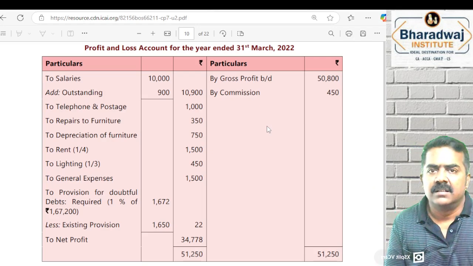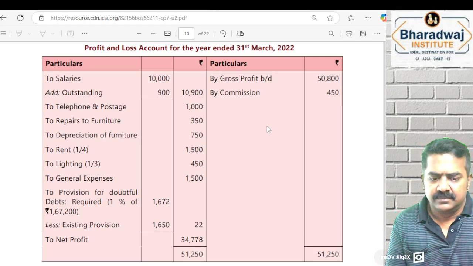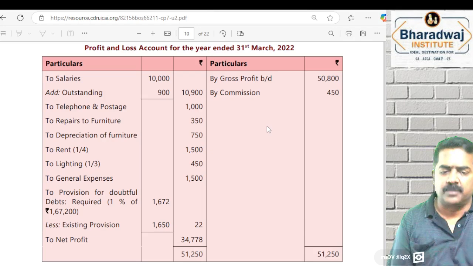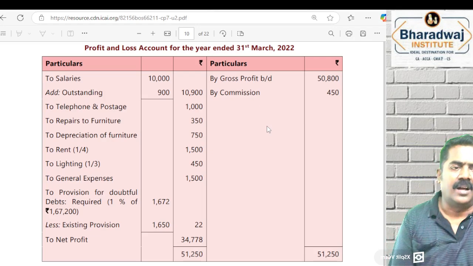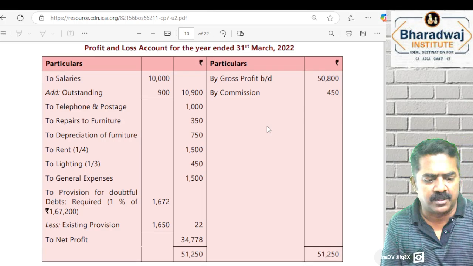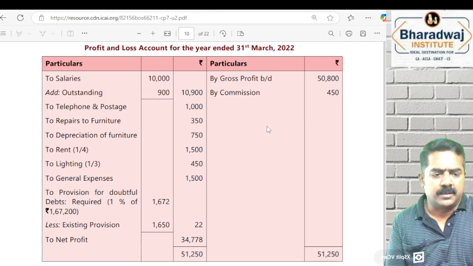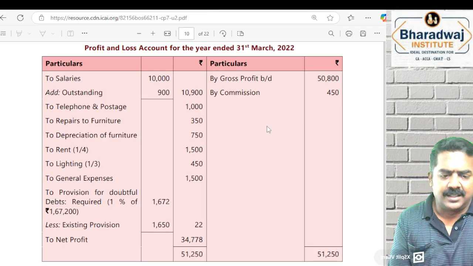Then what else will come? Provision for bad debts புரியுதுங்களா? 167,200 1% போட 1672 required. Already we are maintaining a provision of 1650. So balance 22 we have to create extra. By commission 450 will come. Tally பண்ண net profit.